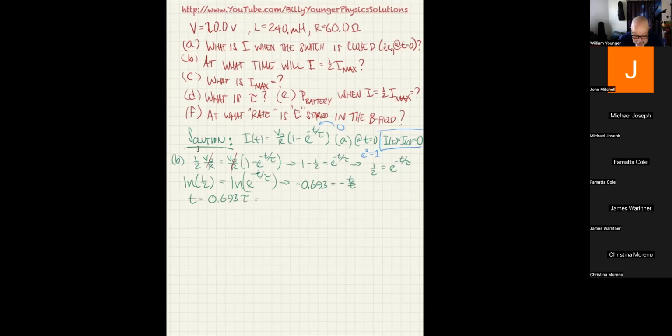But in order to actually know the number of seconds or milliseconds, we really need to compute what t is, which is part C. No, it's part C. So I'll go ahead and put part C here. And tau is actually equal to L over R. And that is, in fact, 240. That's part D.